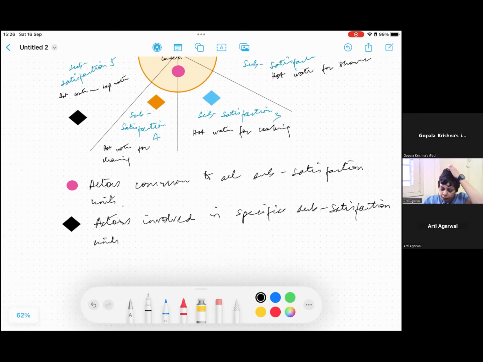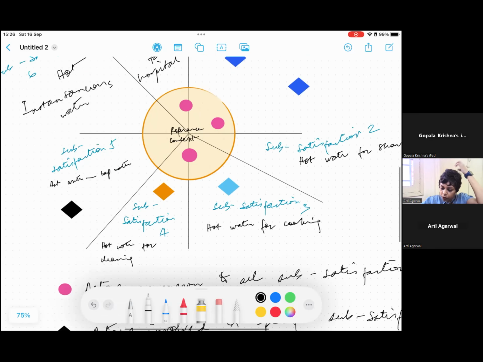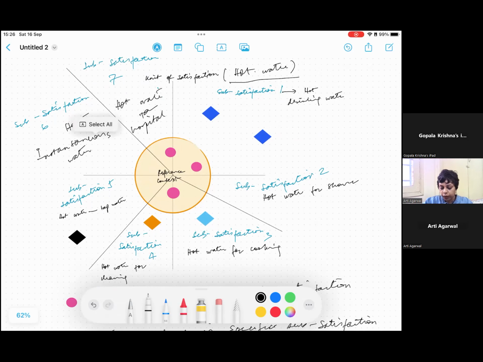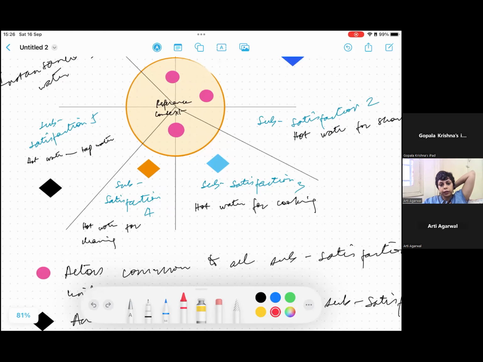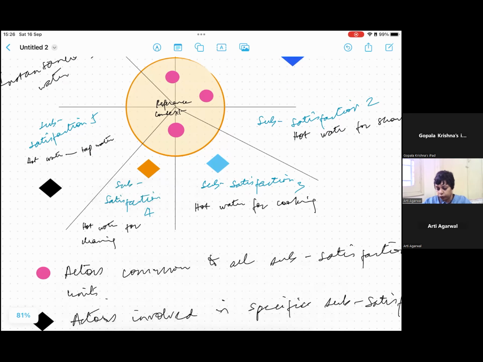So some of these may not have any specific actors involved in them. Some boxes may be empty, like here, they may be just empty. They don't have any special actors involved in them, and some may. For instance, hot water for cleaning, you will also include the person in that household who does the cleaning. In villages, there may be no separate person who does the cleaning. The person who owns the house only does the cleaning. But in cities, there may be a separate person doing the job of cleaning in the house. So then that person is going to be the actor involved here.